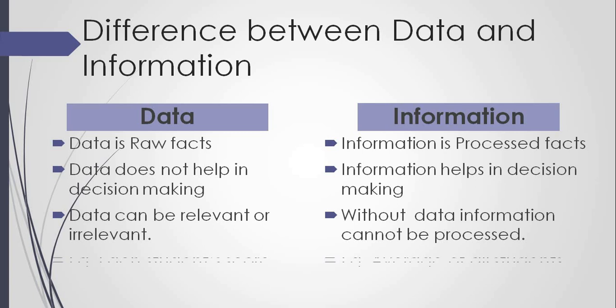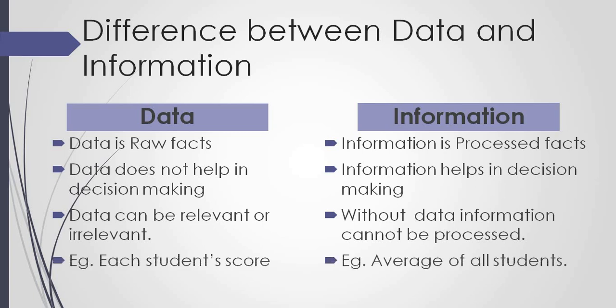The last point is example. For data, we have the example of each student's score. This is data. On the information side, the example is the average of all the students. Once the average of all the students is calculated, we draw some conclusions regarding the same. So these are the differences.